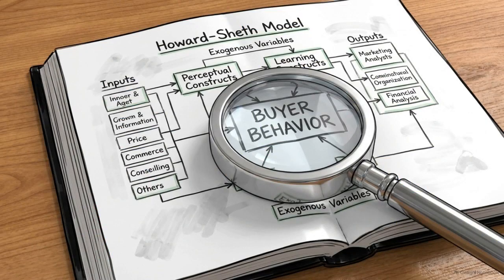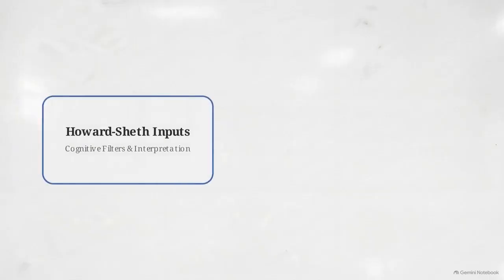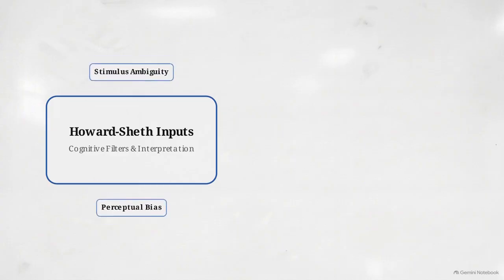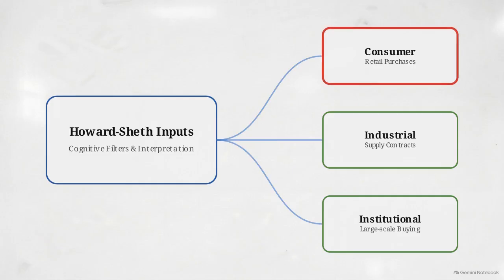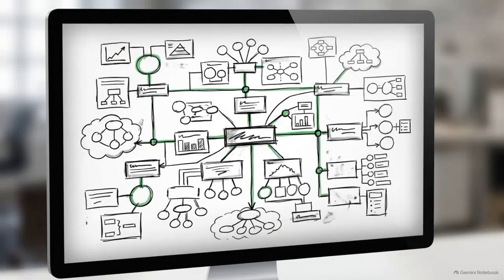The Howard-Sheth theory of buyer behavior serves as an exemplar of hitting that required level of high abstraction. This diagram maps its architecture. The theory uses highly abstract inputs, like stimulus ambiguity and perceptual bias, that successfully apply across entirely distinct domains. The exact same inputs explain consumer retail purchases, industrial supply contracts, and institutional buying.